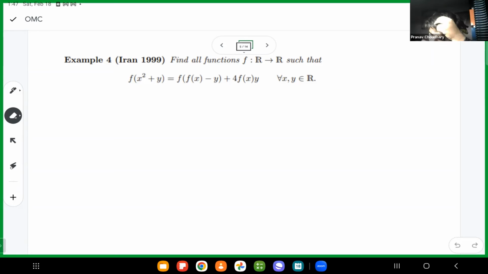I got that f of 0 is 0 and f is even. I think the solutions are x squared and minus x squared. Does minus x squared work? Oh, I forgot to check that. I think it does.